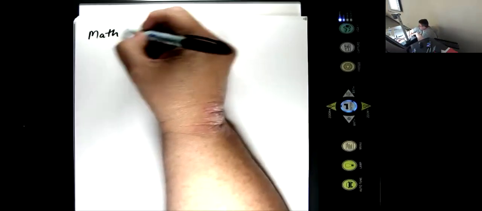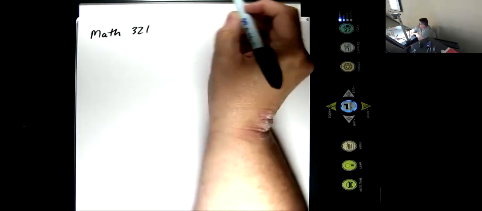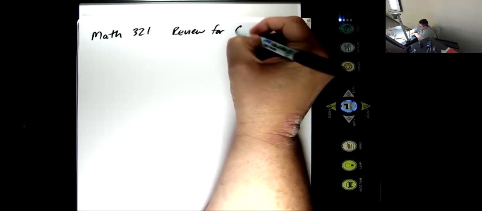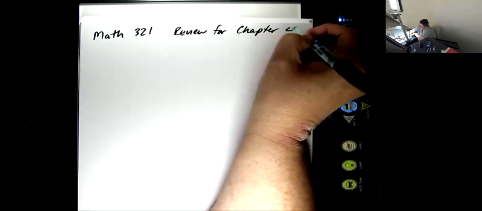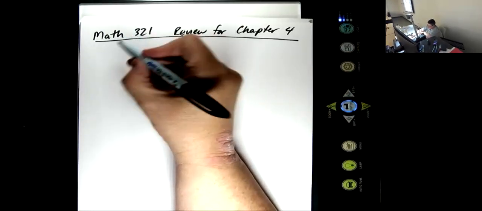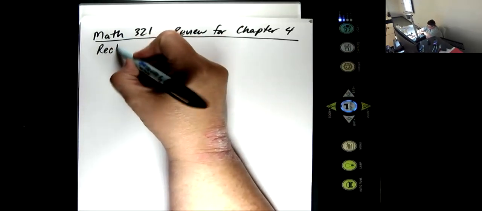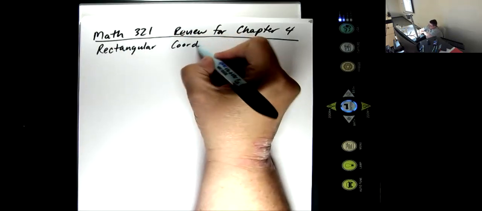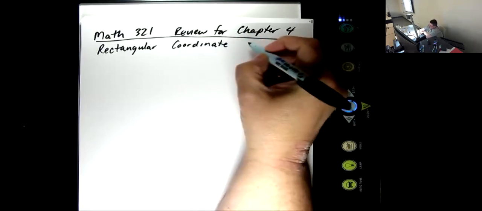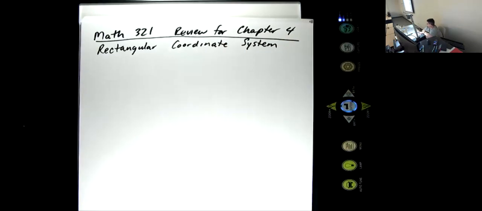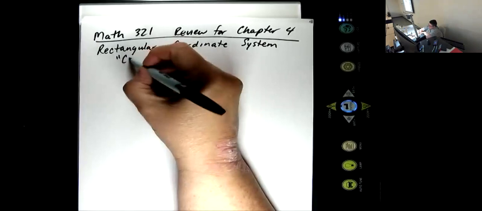Math 321. I don't know what lecture we're on. We're starting review for chapter 4, though. And in chapter 4, there's a lot of graphing, so we need to talk about the rectangular coordinate system, also called the Cartesian coordinate system.